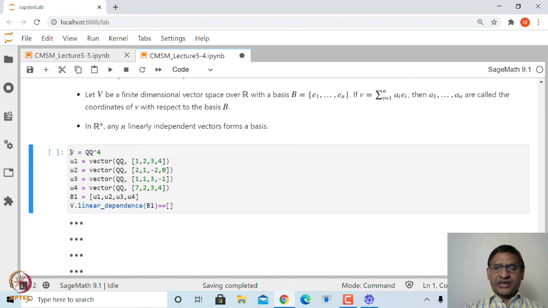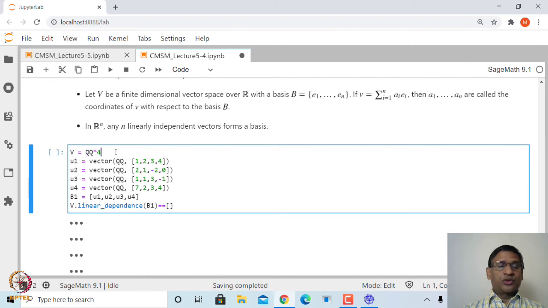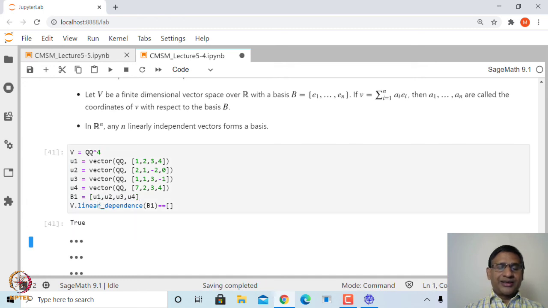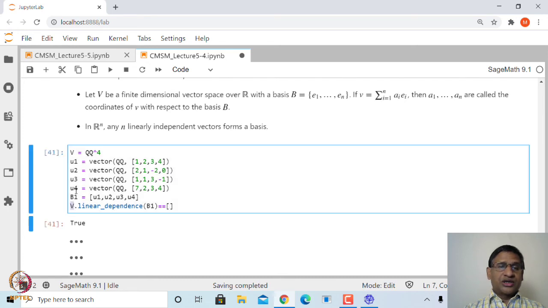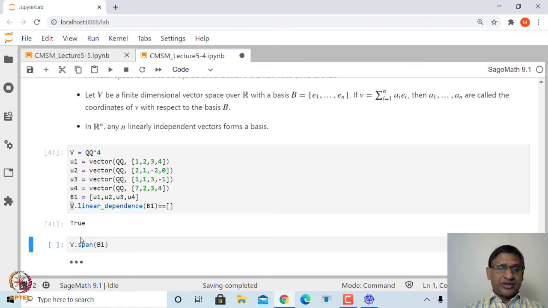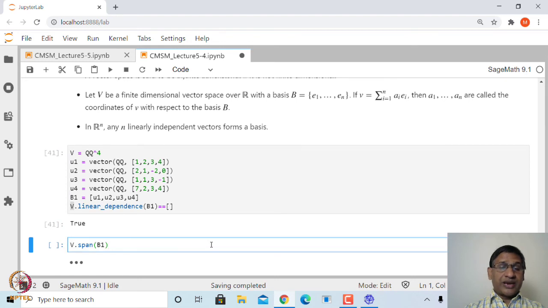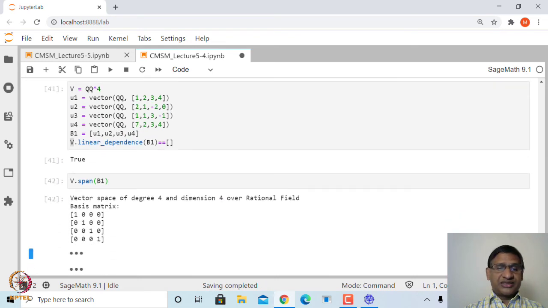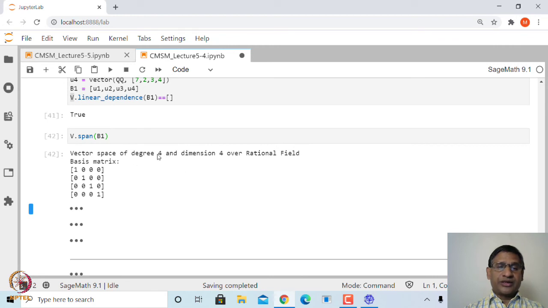So, let us look at some examples. Suppose I have a vector space V equal to Q to the power 4, and take any 4 vectors here, u1, u2, u3, u4, and let us say B1 is the set u1 to u4. Let us check that this is a linearly independent set. The answer is true. So B1 is linearly independent, and therefore it will form a basis. Similarly, you can find the span of this B1. You can see that this will span the entire space. This is a space of degree 4 and dimension 4 here. Degree 4 simply means that it has 4 components.